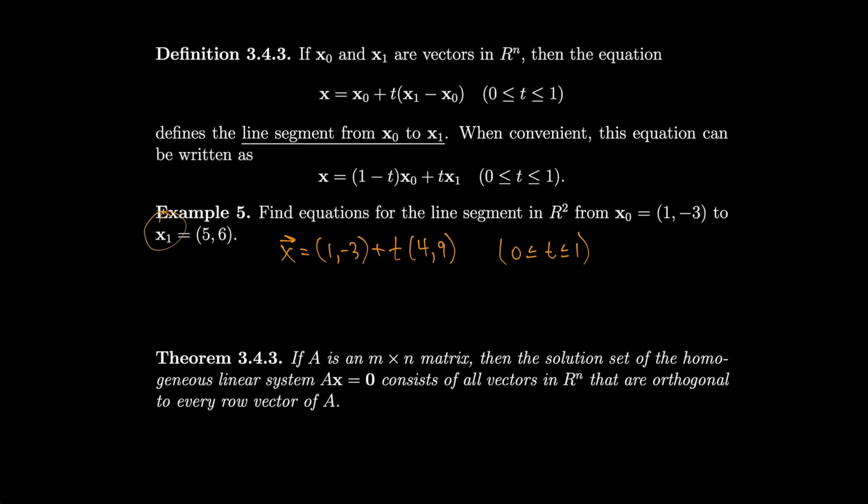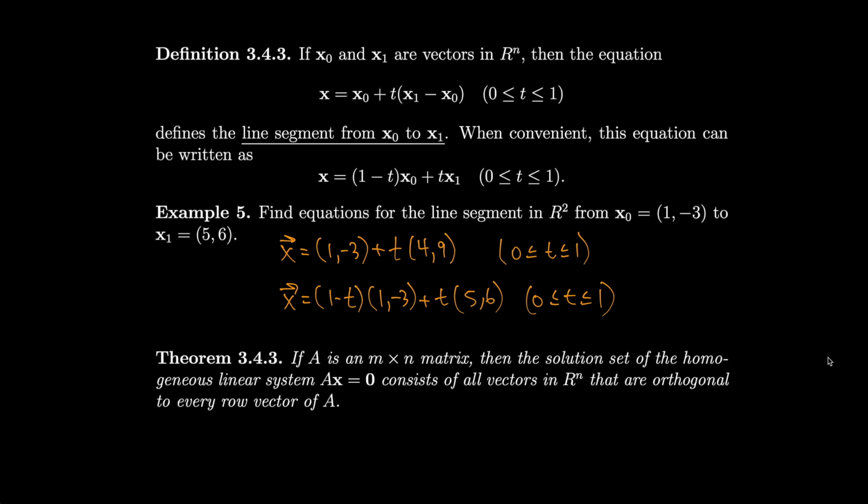How about I write it the other way now, where I use the 1 minus t. So that would be (1 minus t) times (1, -3) plus t times (5, 6). I kind of like the second equation a lot because it doesn't actually require me to do any of the subtraction when I write it.